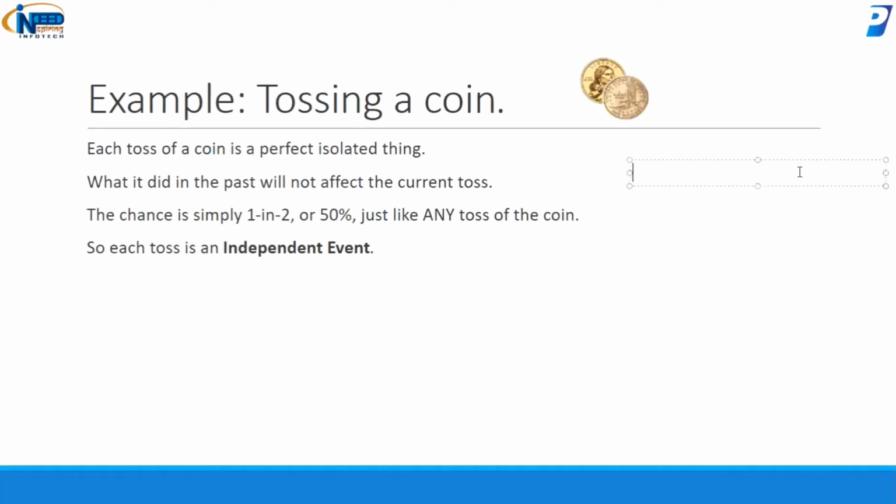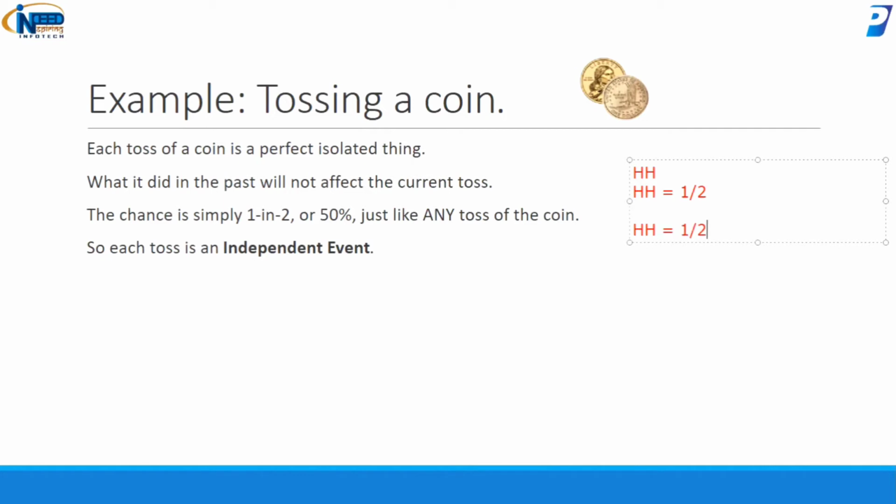Let's say you toss a coin for the first time and you get head. What was the probability of getting head? The probability of getting head was 1 by 2 because you have a single coin here. Now, if you toss the coin a second time, what will be the probability of head? It will be once again 1 by 2.